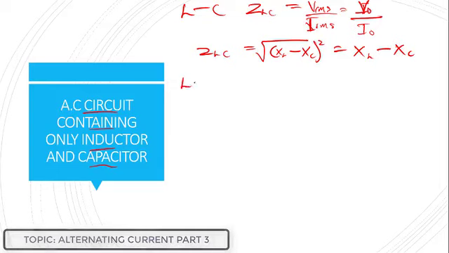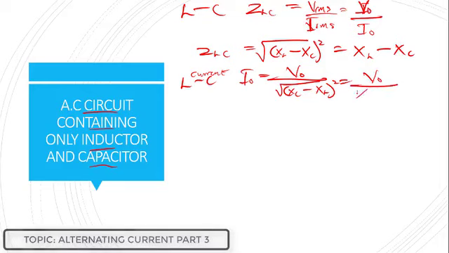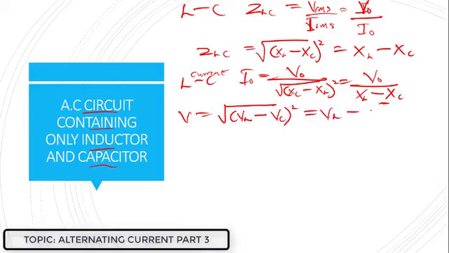The current in an LC circuit, which is the peak value of the current, is given by the peak value of the voltage divided by the square root of the capacitive reactance minus the inductive reactance, both squared, which gives us the peak value of the voltage divided by the inductive reactance minus the capacitive reactance. Also, the effective voltage V is given by the voltage across the inductor minus the voltage across the capacitor, squared, which is equal to this by the method of factorization.